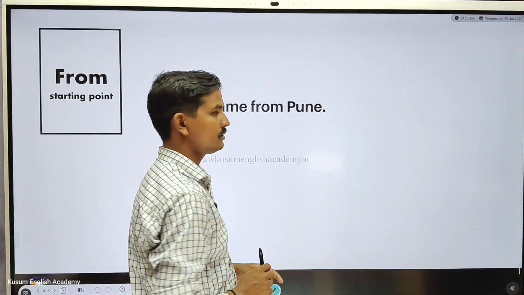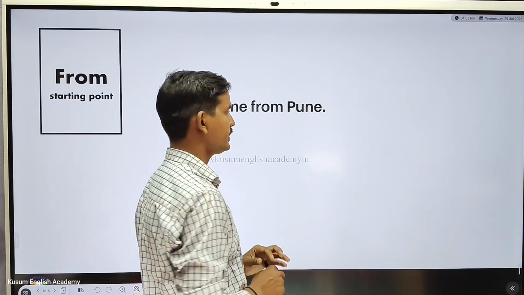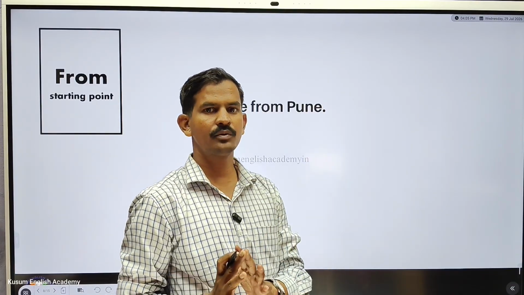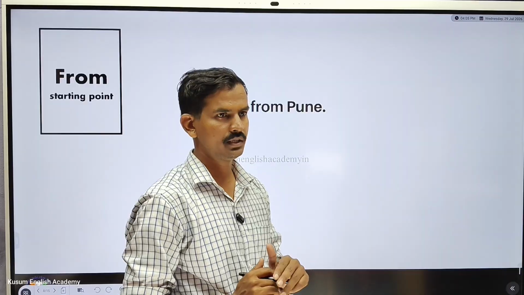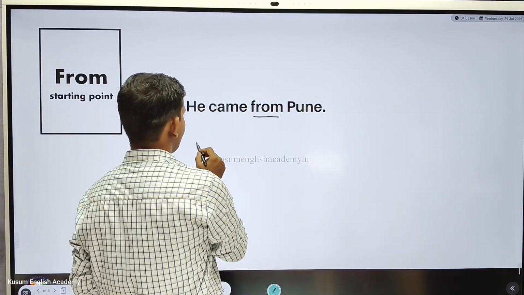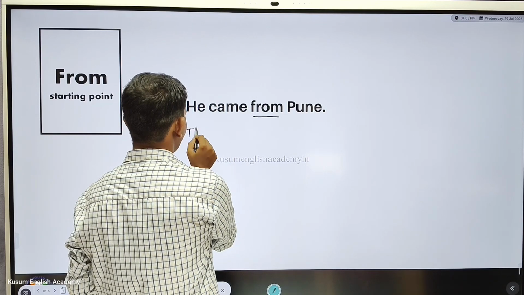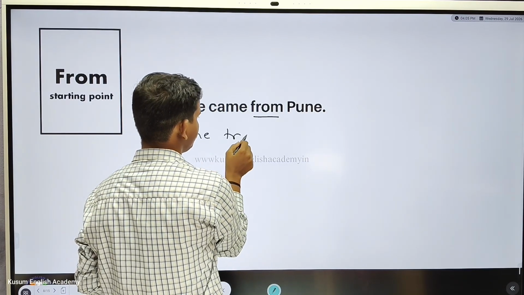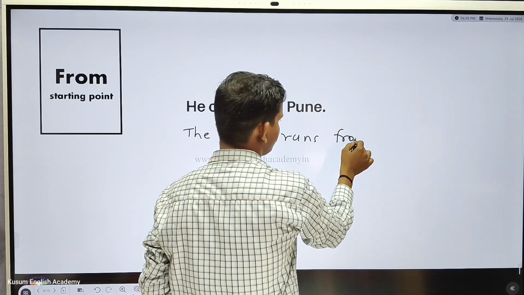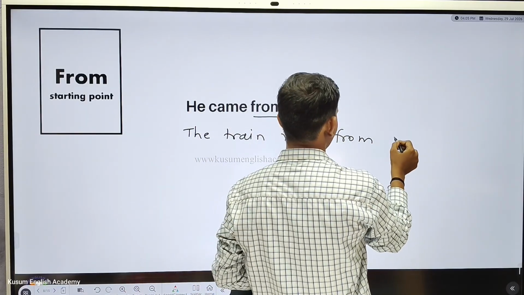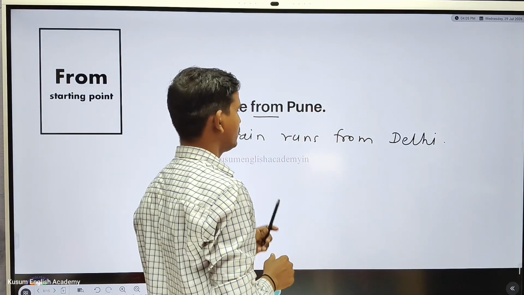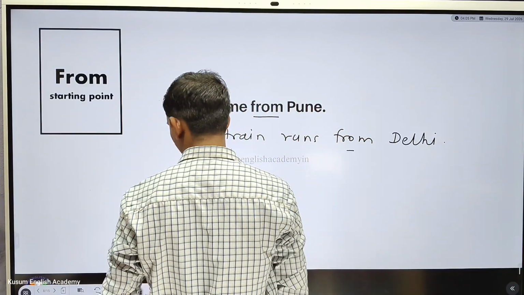Then we have another preposition, that is "from". It shows the origin point or starting point of something. It is in movement. For example, he came from Pune. The train runs from Delhi. So it shows the origin place of something. So that is why we use "from".